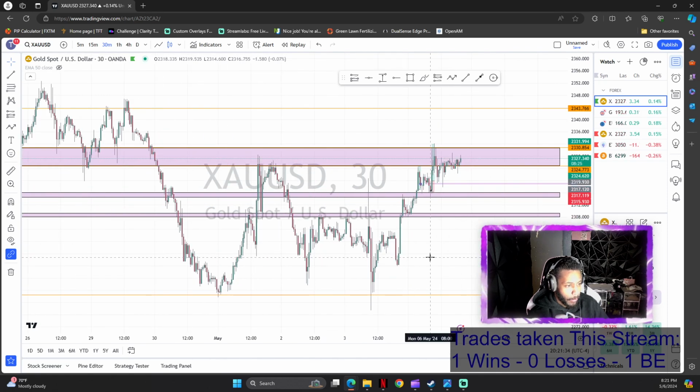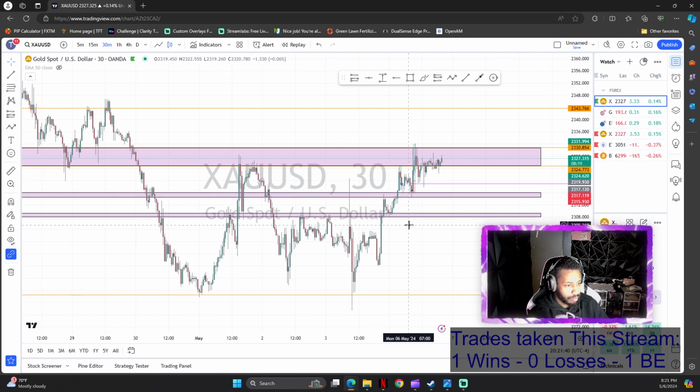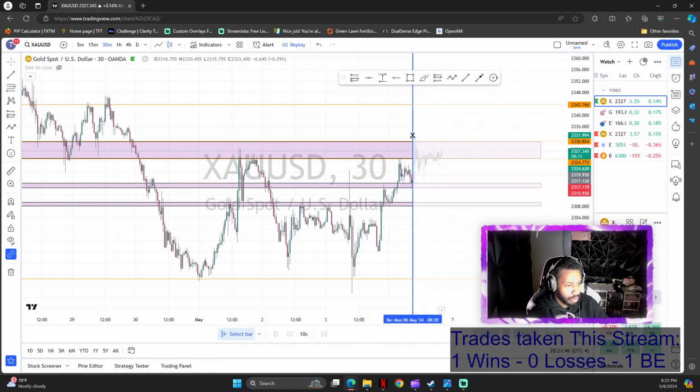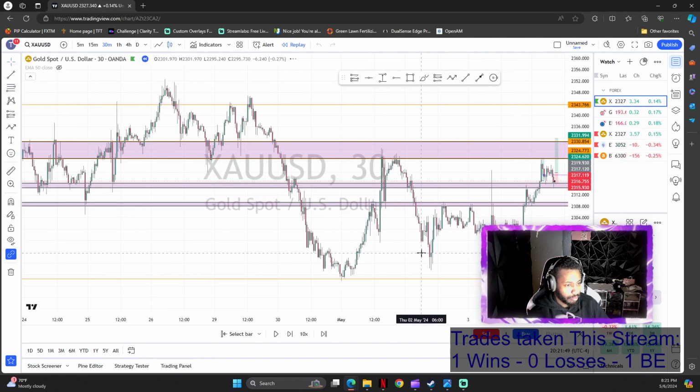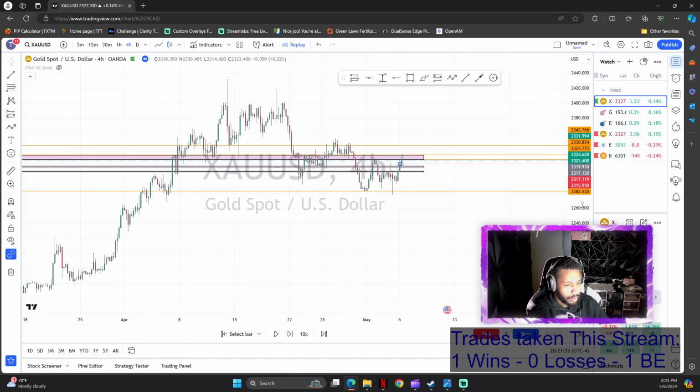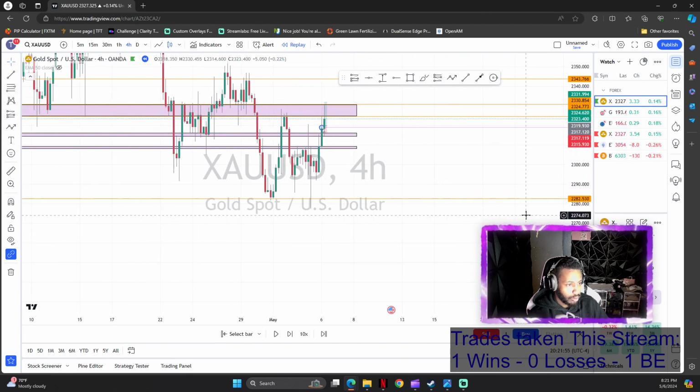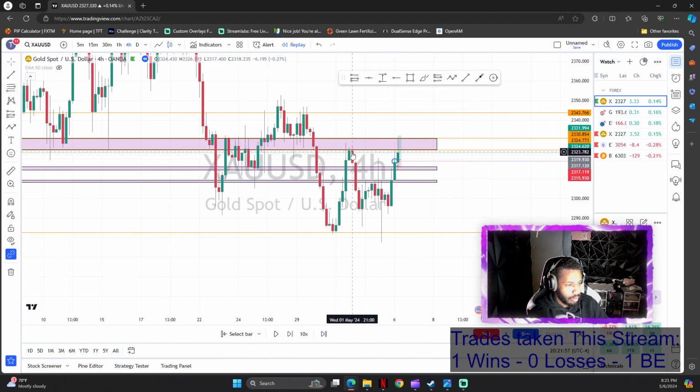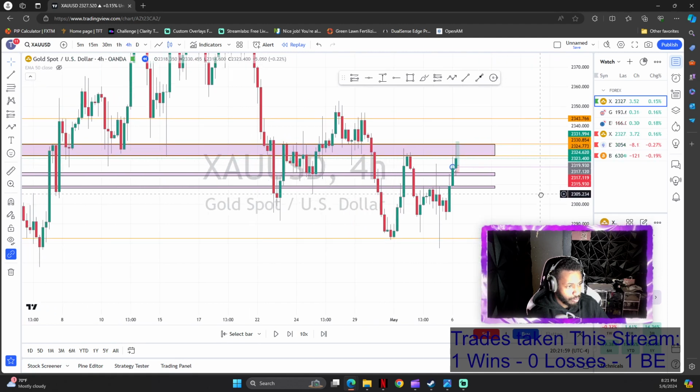right? And here we have resistance here, support here. 1, 2, 1, 2. Now it gave us 3. Right, let's put it in bar replay mode before I took the trade. So this is on the 30-minute time frame. If you look on the 4 hour time frame, you have resistance, support.